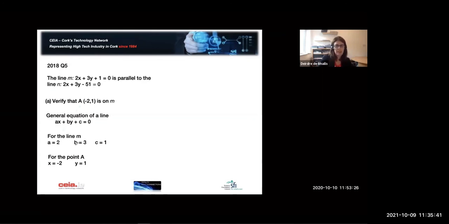I think we can get rid of these. We didn't actually need it for this, but this is important that we are saying for the point A, x is equal to minus 2 and y is equal to 1. All we're doing here is putting minus 2 and 1 in place of x and y in the line M. So that's what we get here. Just in case that was confusing, I must have thought I was populating the distance equation again. We don't necessarily need that here.